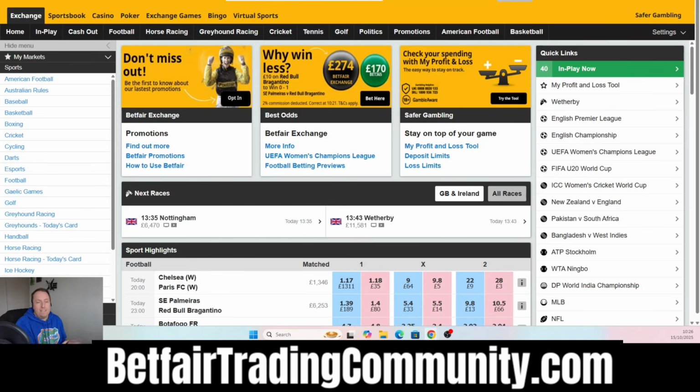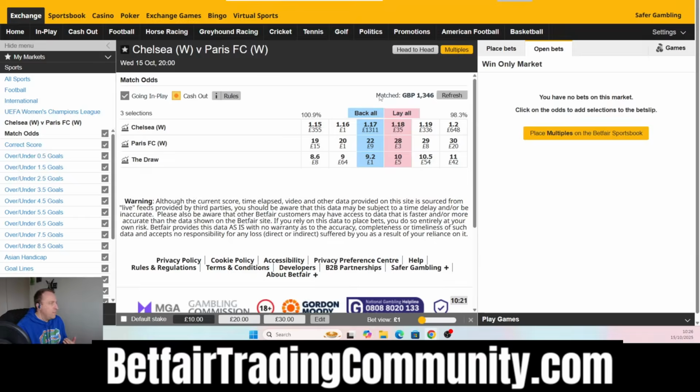But high liquidity essentially is when there's a lot of money being traded on the market. Think of a Premier League match, let's say Man United playing Chelsea, where by the end of the match you're going to end up with millions of pounds matched on the match odds market. However, if you look at a smaller event, just looking here on Betfair now, let's say Chelsea women against Paris women, I'll get that one up for you. You can see here there's only been £1,000 matched, which actually isn't awful liquidity, but obviously not great if it really affects your style of trading.